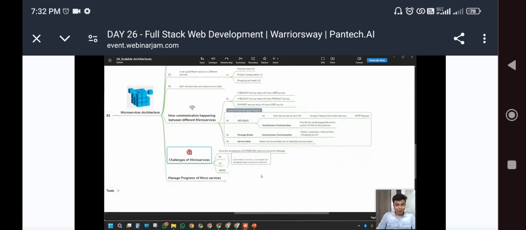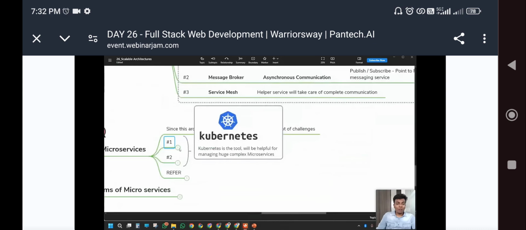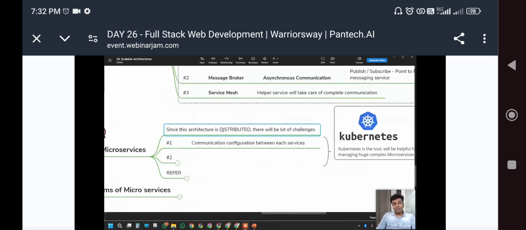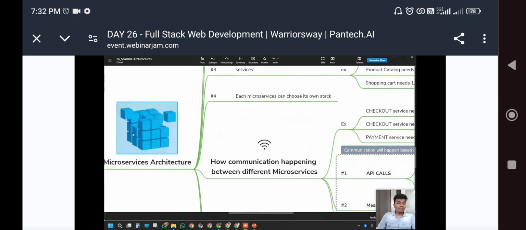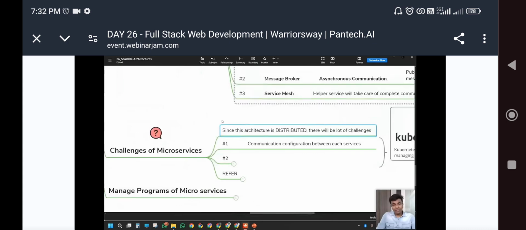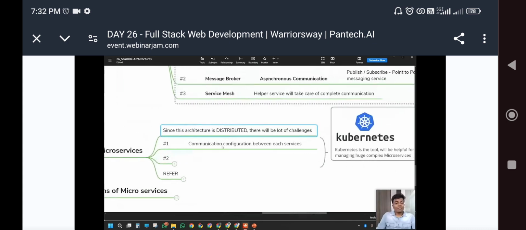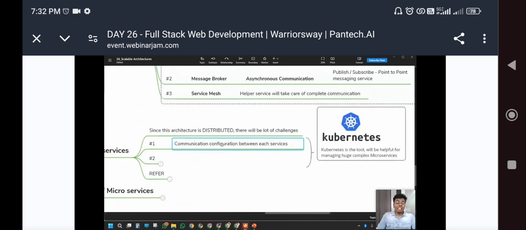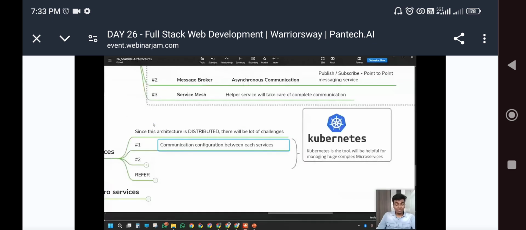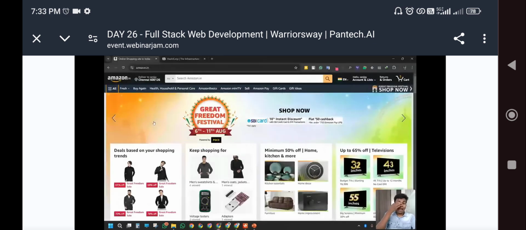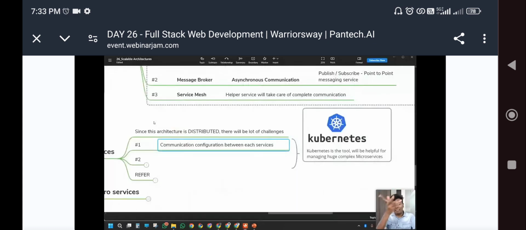And while talking about the challenges, of course, everything is going to have some challenges, right? The first thing, since this architecture is distributed, you can see how the diagram really looks. Every service present in this microservices architecture is independent. Since everything is independent and distributed, there will be a lot of challenges. The first is communication configuration between each service. Because in a monolithic architecture, every service and component is present in a single unit, where communication can be easily done.